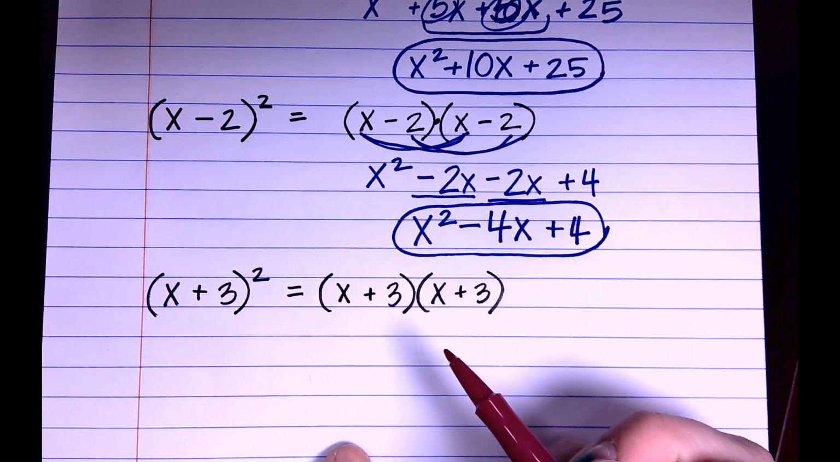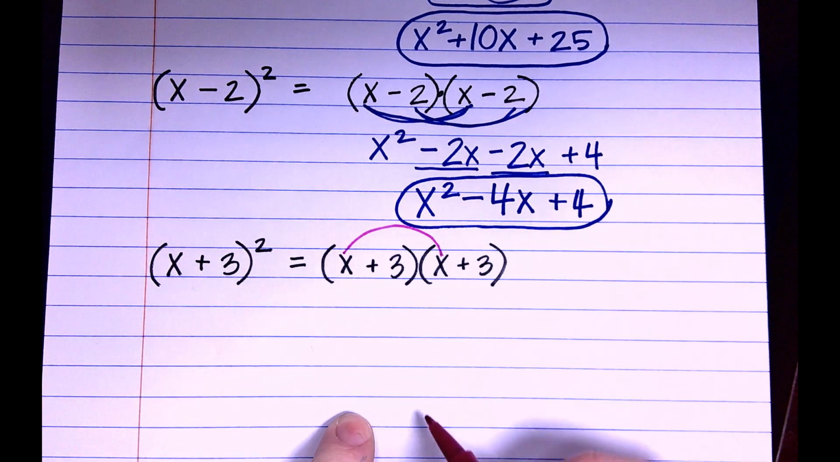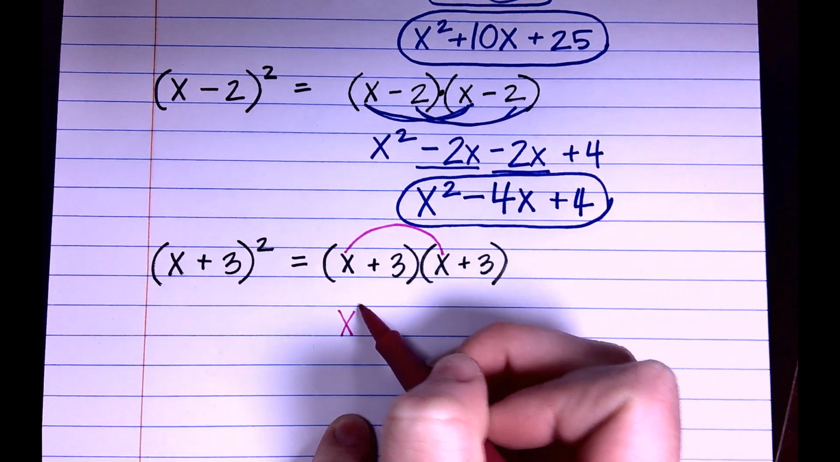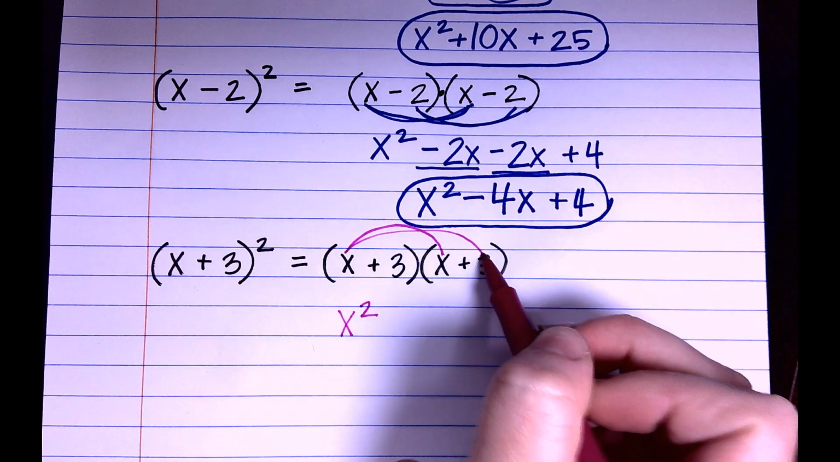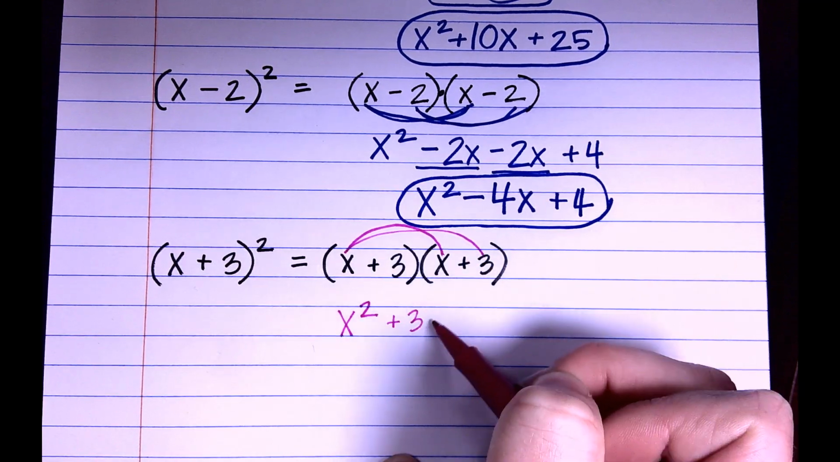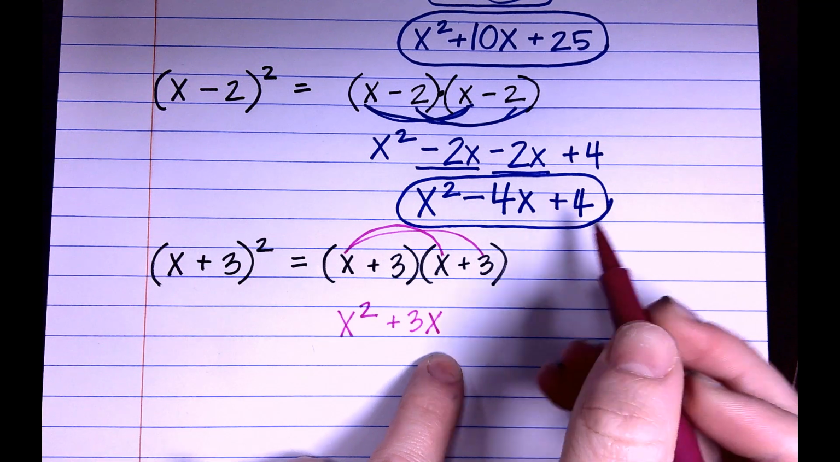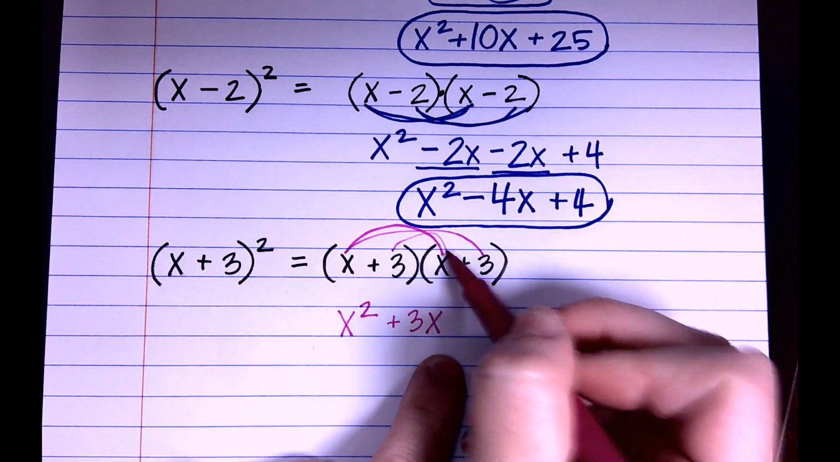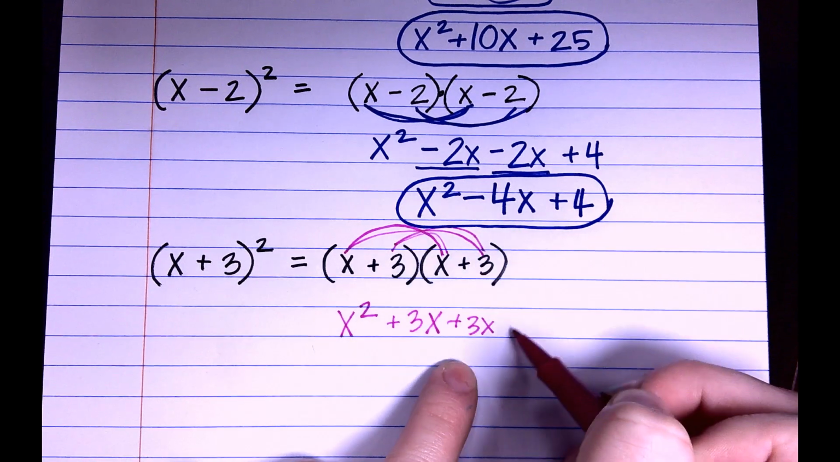What do I do first? X times X. Which is? X squared. Then? Times 3. X times 3, 3x. Yep. Now what? Now we do 3x. Another 3x. Yeah, and 3 times 3, 9.